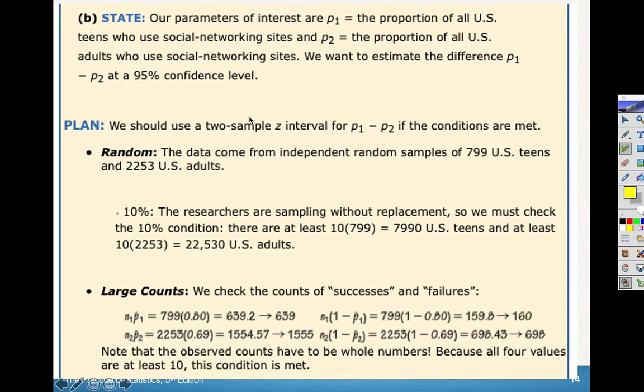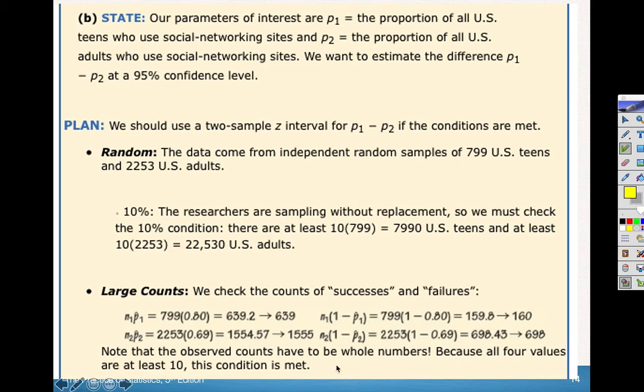We should use a 2. Now, this is a long name, so we like to say 2 proportion Z interval, because there's no reason to put it over here if you could just plop it in there. 2 proportion Z interval. Random. The data come from 2 independent random samples of teens and adults. 10%, check them both. There are at least 7,990 US teens and at least 22,530 US adults. Needed 10% because this is sampling.